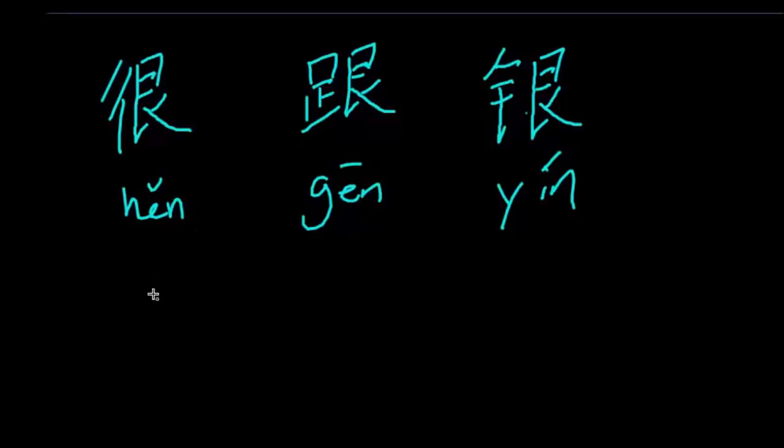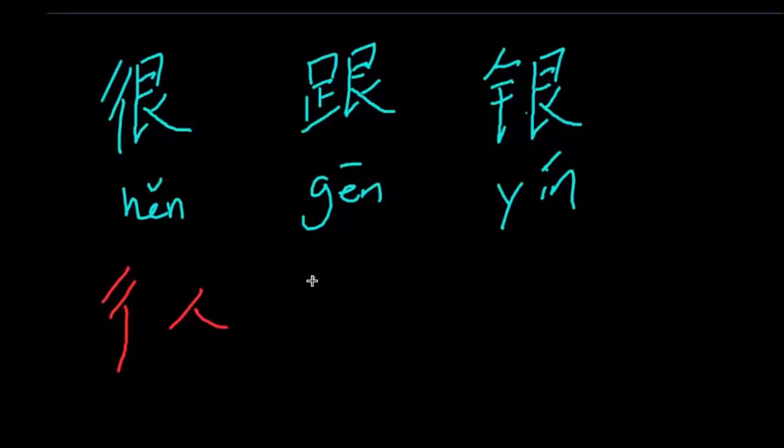Hen means very. Its radical is 双人旁. This is the radical. This is 双人旁. It comes from 人. 双人 means two people, so it's the radical for two people. I don't know. It doesn't really make sense to me, but anyway, this is hen.